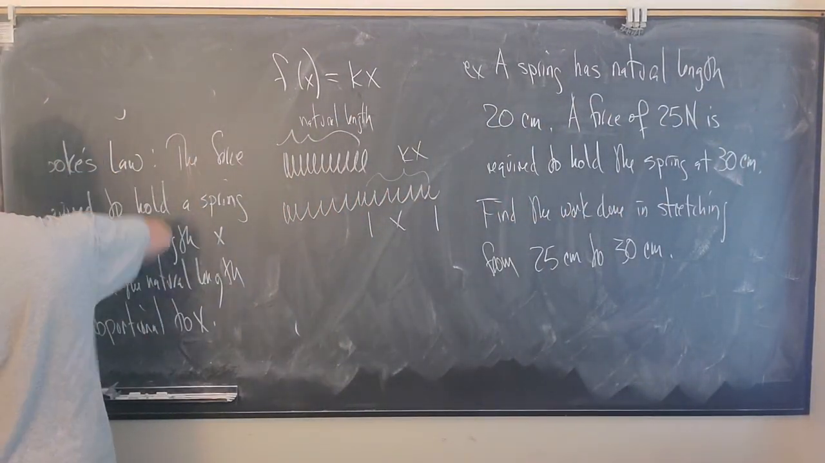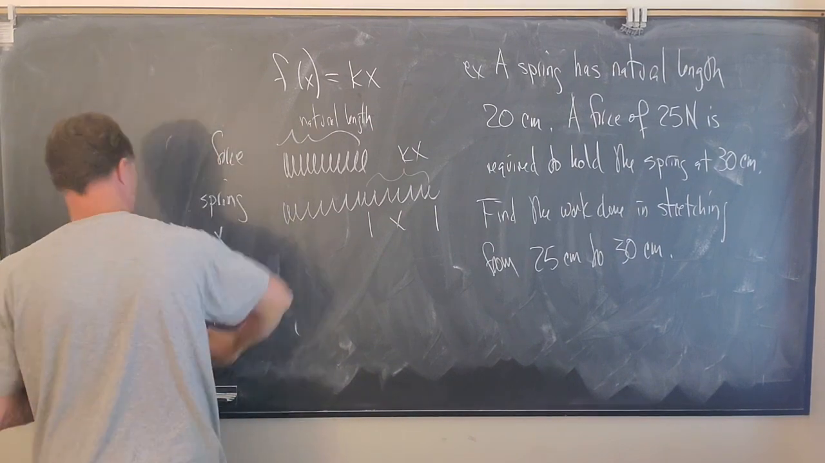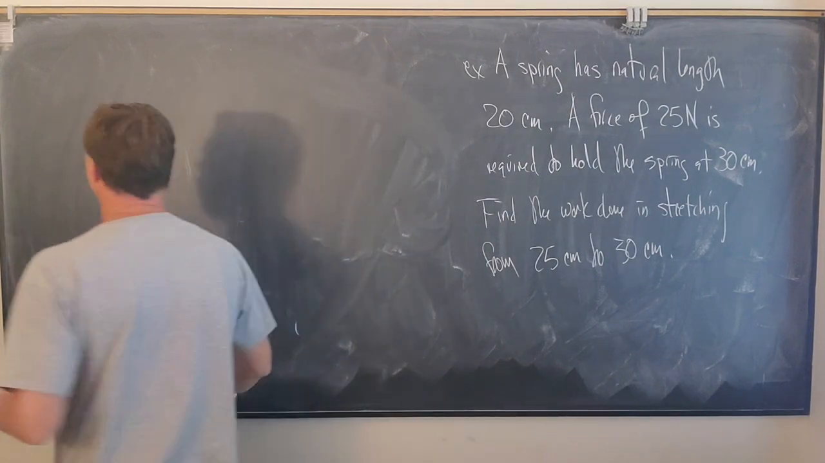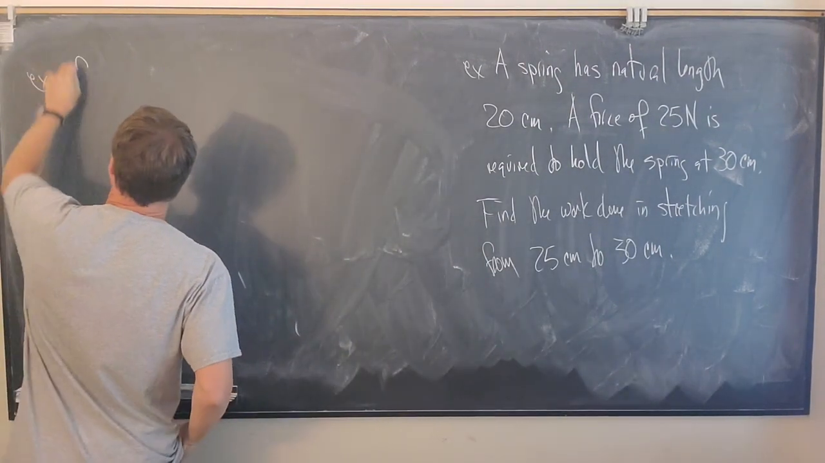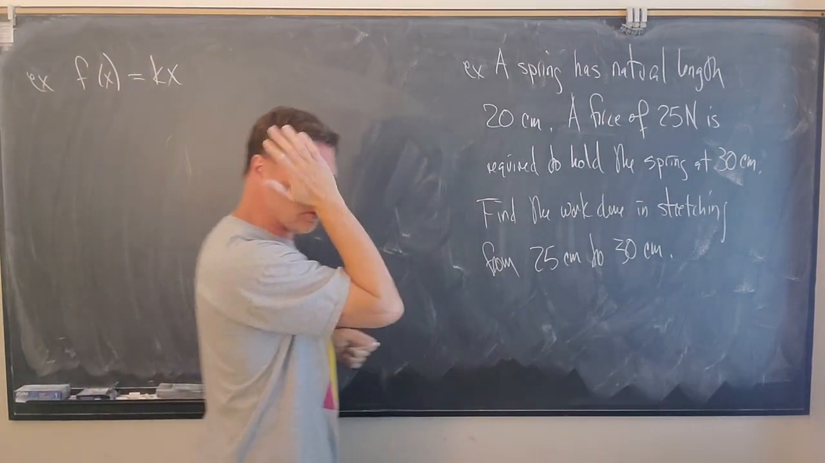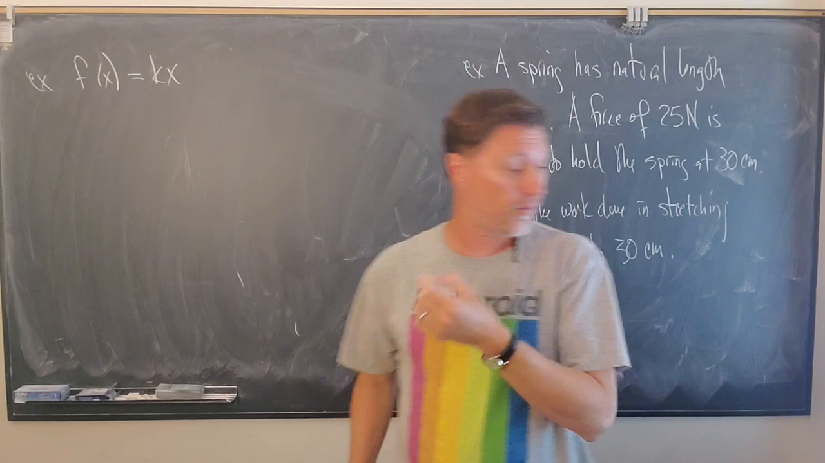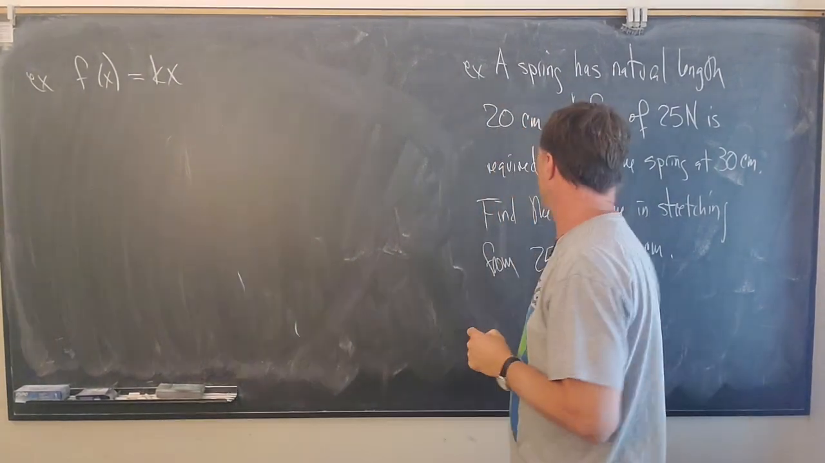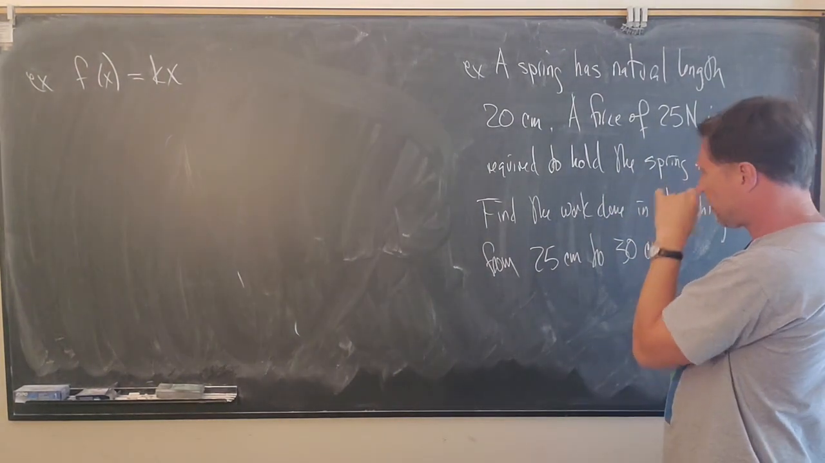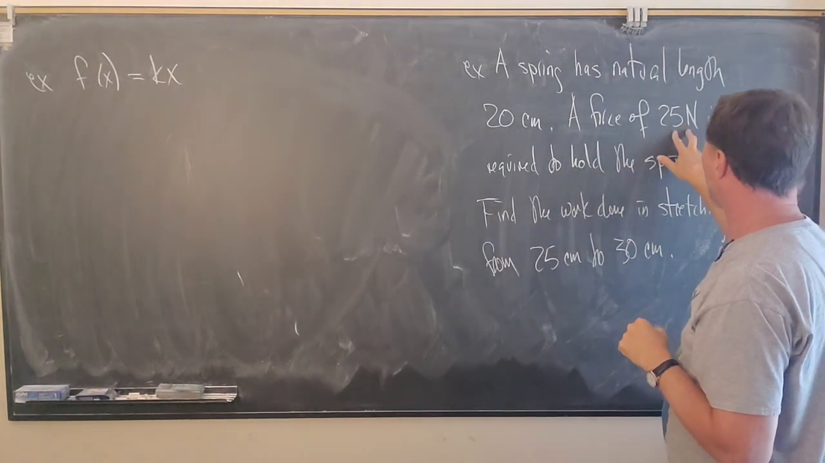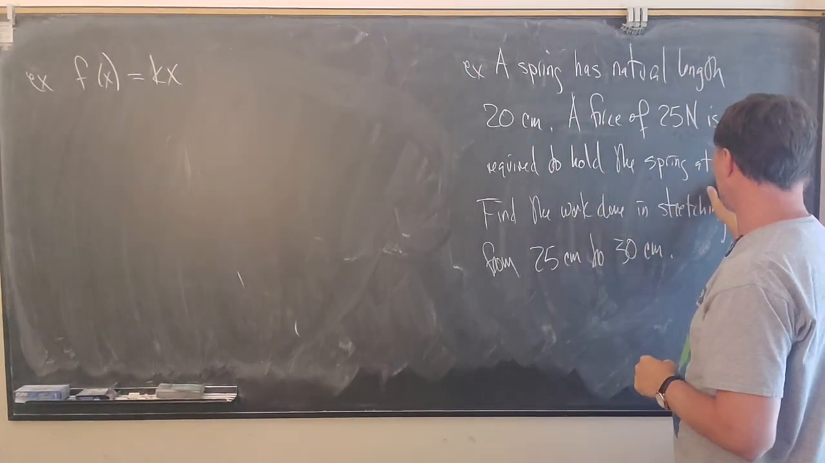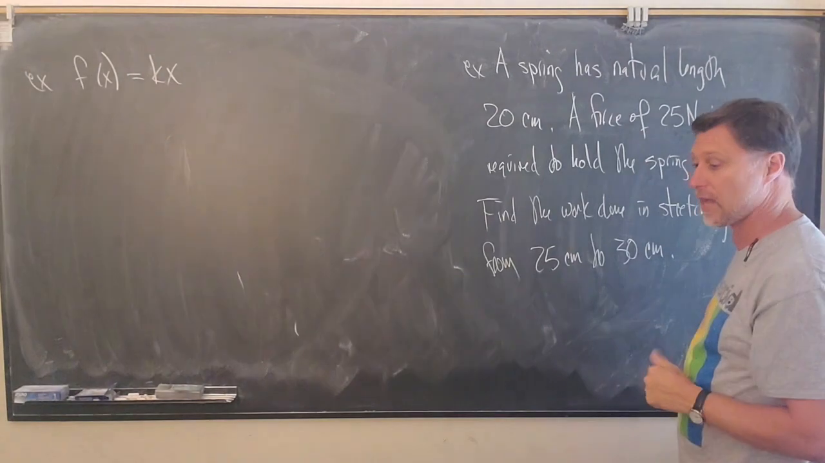Okay, since we're working with a spring, we go with Hooke's law. And so the first thing you always need to do when you're working with springs is figure out what the spring constant is for this particular spring. So we start off just with this equation, f of x equals k times x, and our first job is to figure out what k is. In this problem, there should be something that allows us to find that out. And here it is right here. A force of 25 newtons is required to hold the spring at 30 centimeters. And by the way, that's 10 centimeters past its natural length.